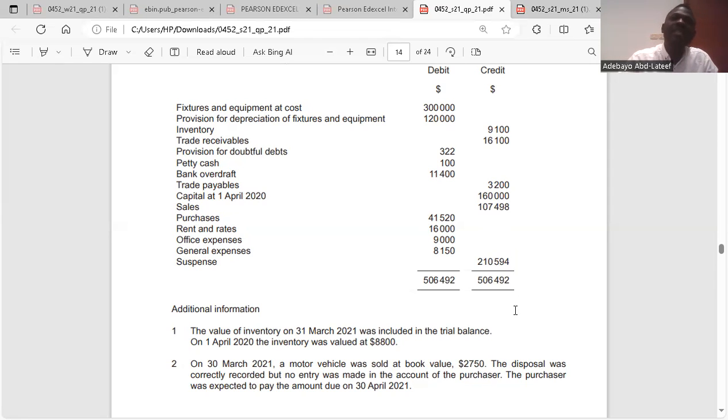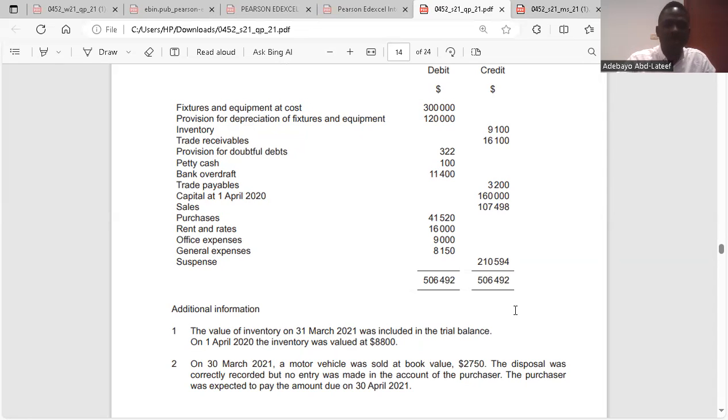Bank overdraft is a current liability, short-term. So it will be on the credit side of the trial balance. Trade payables, it's also a current liability. It will be on the credit side. Capital will be on the credit side of your trial balance. Sales will be on the credit side. Purchases will stay on the debit side. Rents and rates will be on the debit side. Office expenses will be on the debit side. General expenses will be on the debit side.